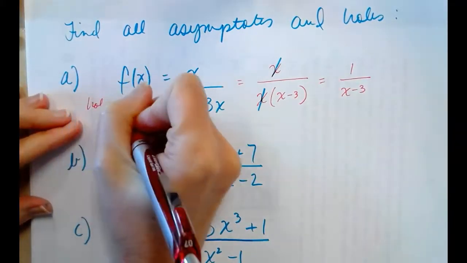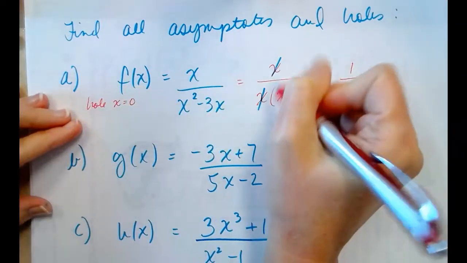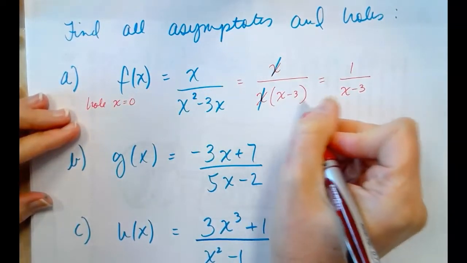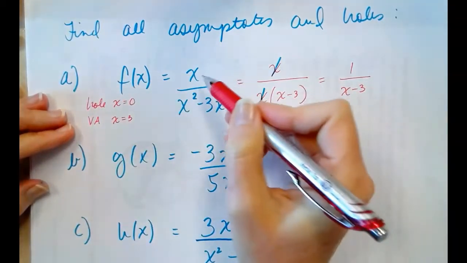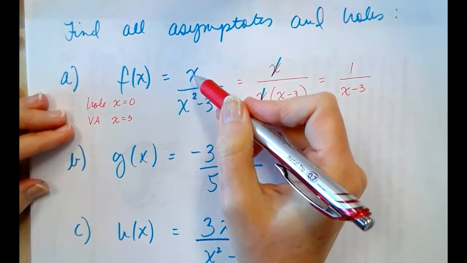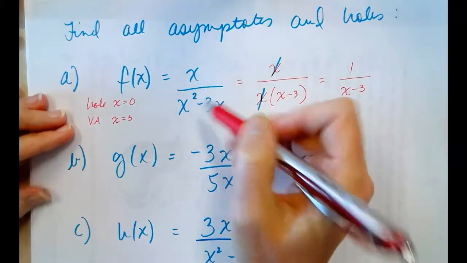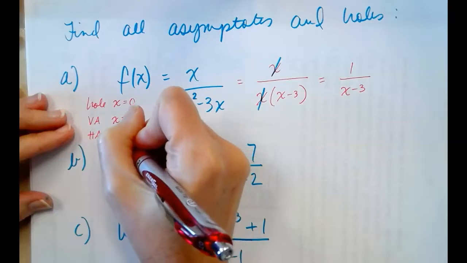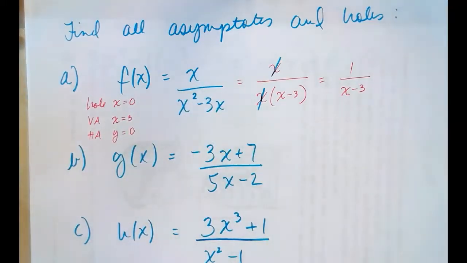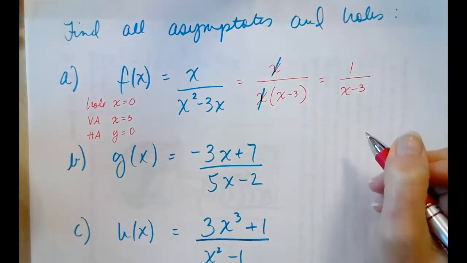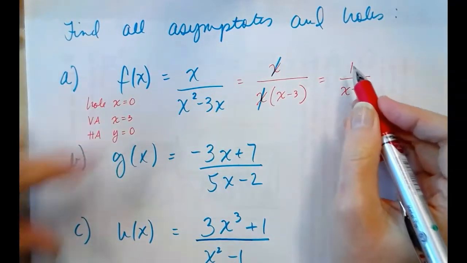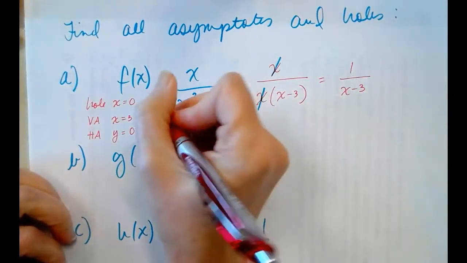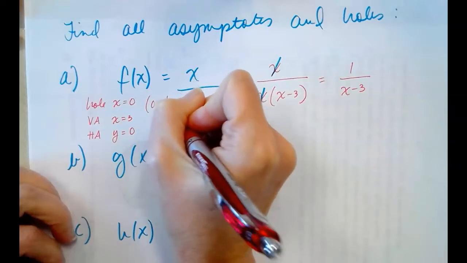But we have a hole at x equals 0 because that's the factor that canceled. And the factor that remains on the bottom creates a vertical asymptote at x equals 3. And if we have the degree of the numerator less than that of the denominator, then we will have a horizontal asymptote at y equals 0. Now let's not stop there because let's find the location of the hole. If we want the location of the hole, we go to the simplified function and we plug in 0. 0 because that's where the hole is. 1 over negative 3. So our hole is at 0 and negative 1/3.